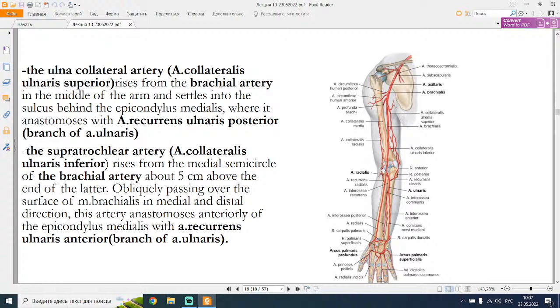Next, arteria collateralis ulnaris inferior rises from the medial semicircle of the brachial artery about 5 cm above the end of the latter, obliquely passing over the surface of musculus brachialis in a medial and distal direction. This artery anastomoses anteriorly of the epicondylus medialis with arteria recurrens ulnaris anterior.